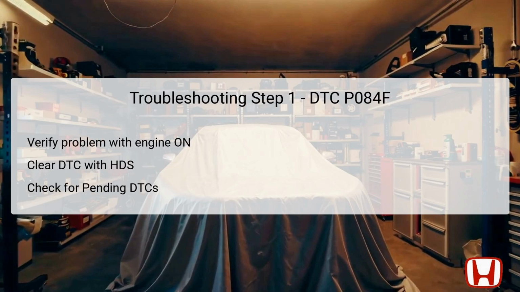The first troubleshooting step involves verifying whether DTC P084F is present under specific conditions. Start by turning the vehicle's ignition to the on mode. Then use the Honda Diagnostic System, HDS, to clear the DTC from the memory. Once the DTC has been cleared, turn the ignition to the off lock mode. Next, start the engine and allow it to idle for several seconds while it is in the park position. Finally, while stepping on the brake pedal, shift the transmission into neutral and wait for a brief moment.